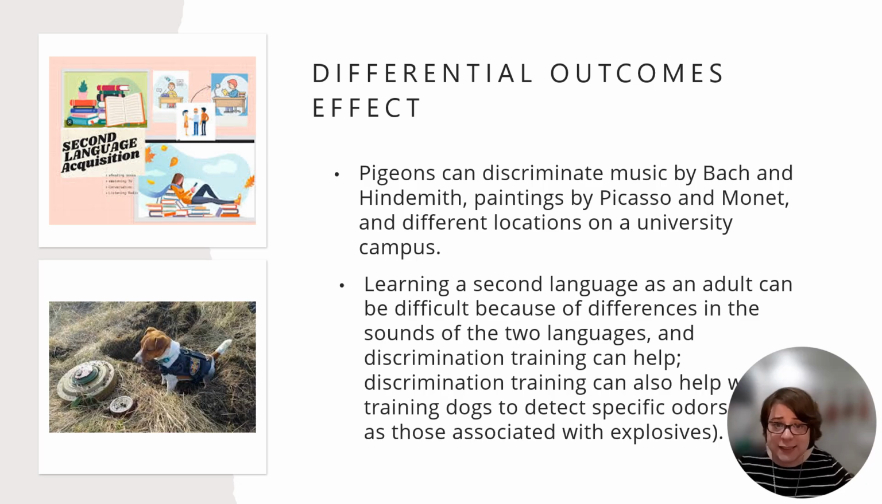So pecking a disc resulted in a reward of grain, but only if the pigeons saw a painting by the correct artist. For 4 of the birds, this meant pecking when they saw a painting by Monet, and for the other birds, it meant pecking when they saw a painting by Picasso. So if a bird pecked when it saw the wrong kind of painting, it got nothing in terms of reinforcement. So the training continued until the birds responded correctly more than 90% of the time.